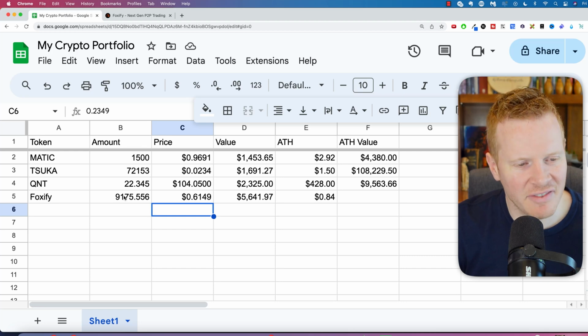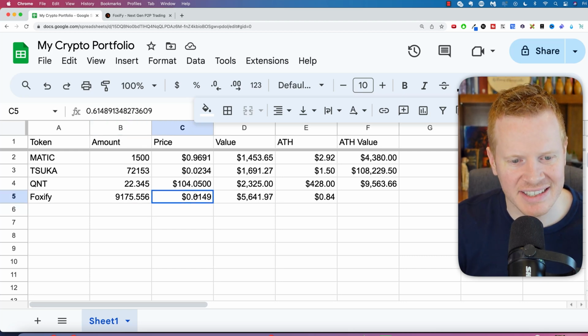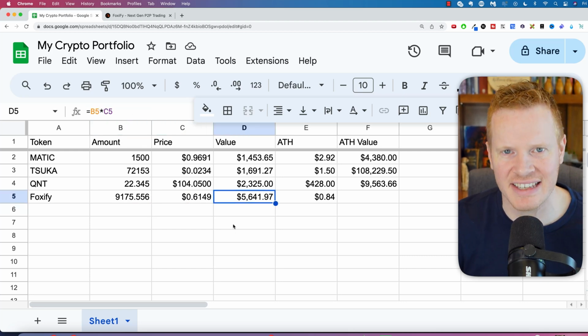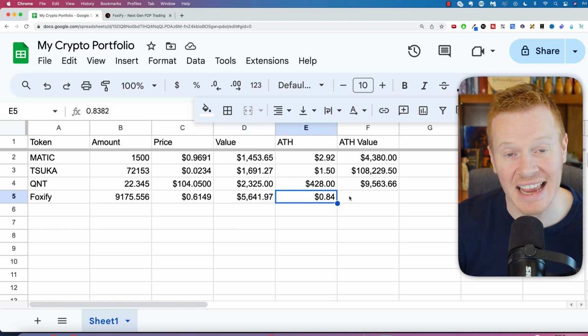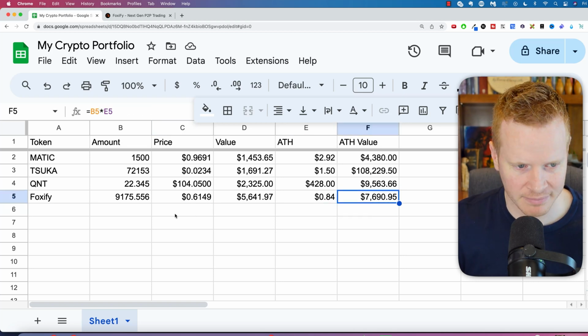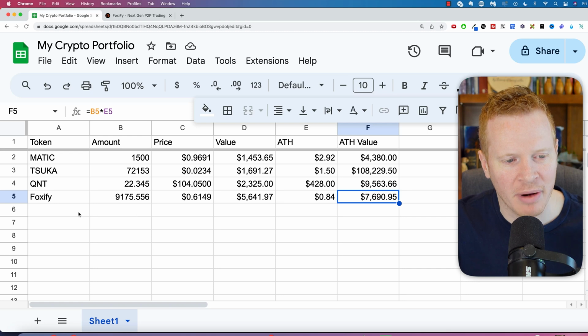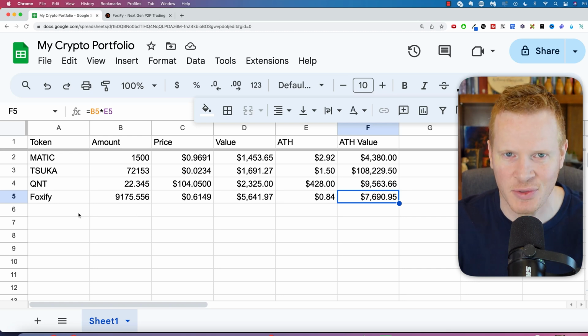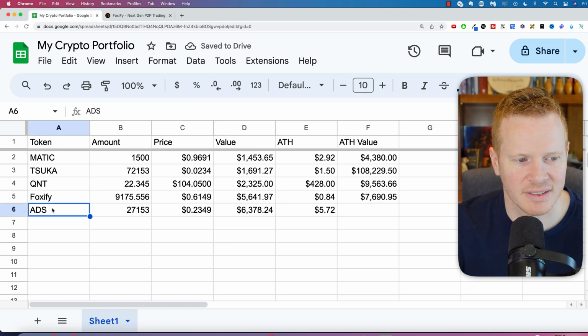So I currently have 9,175, price is 61 cents, so it's worth 5,641. All-time high is 84 cents, which I imagine Foxify will blow out of the water. We're actually not too far from all-time high. I probably won't be buying more, but I'm definitely going to hold on to it, see what it does through the bull market here.